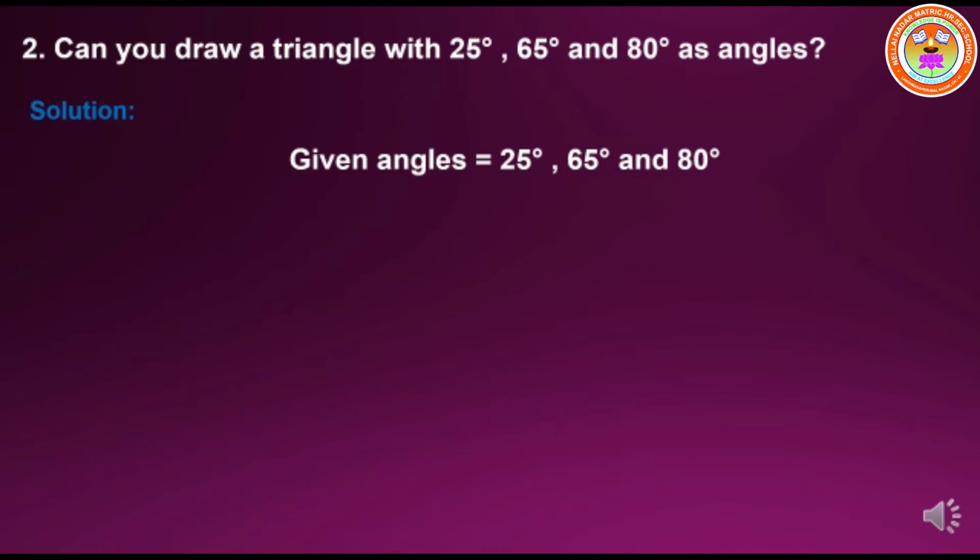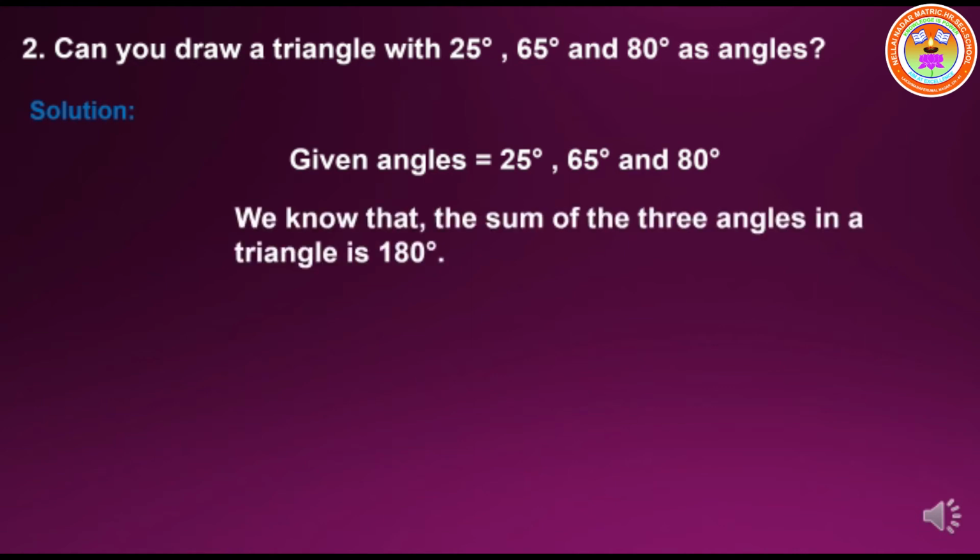First, let us write the given angles: 25 degrees, 65 degrees and 80 degrees. Now, we know that the sum of the angles in a triangle is equal to 180 degrees. So, we are going to write that. We know that the sum of the three angles in a triangle is 180 degrees.